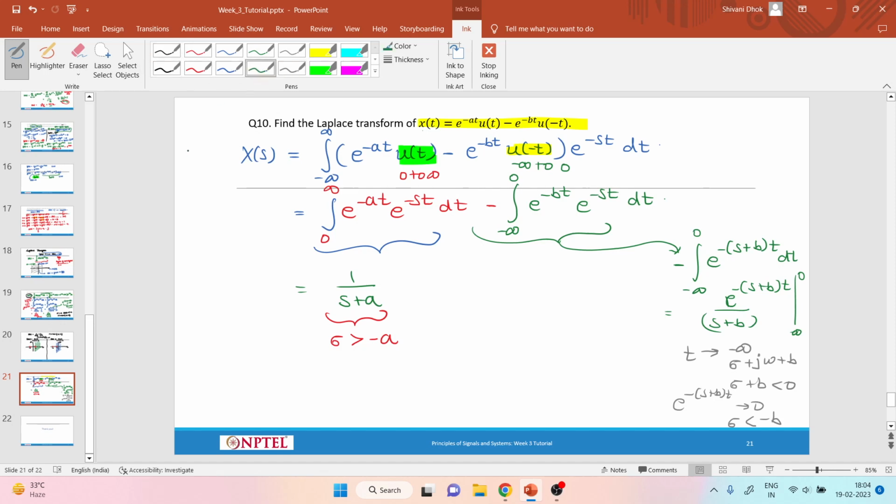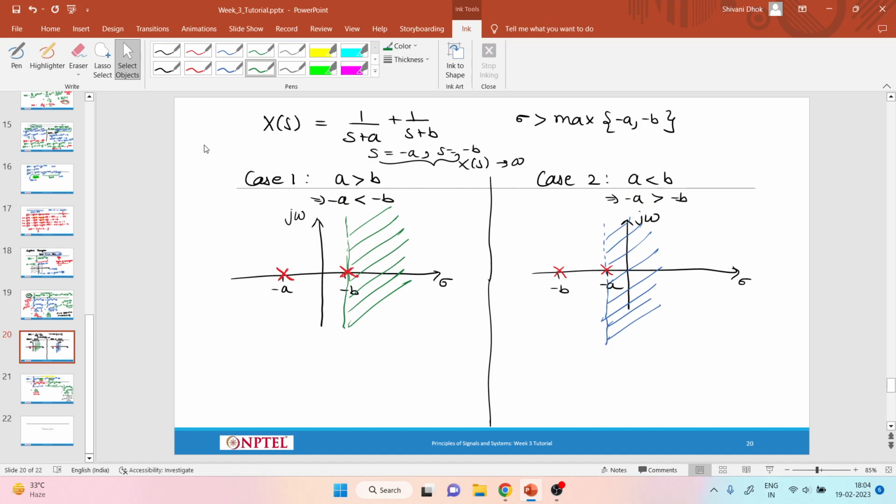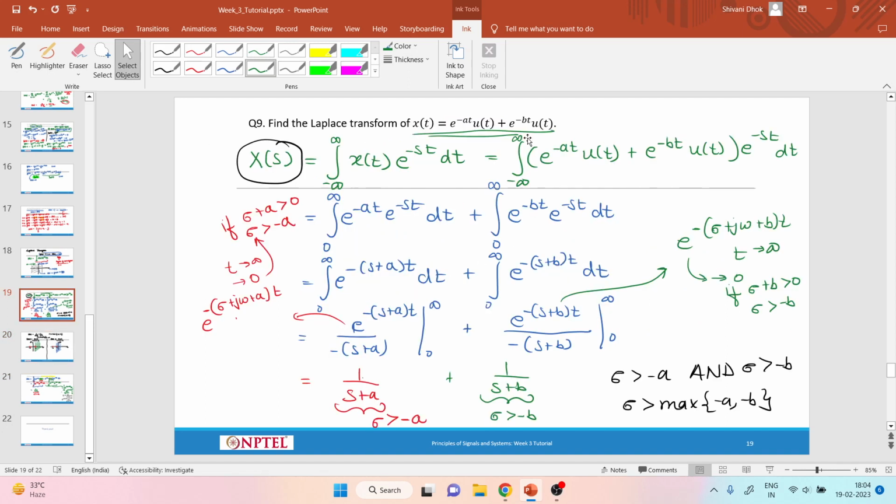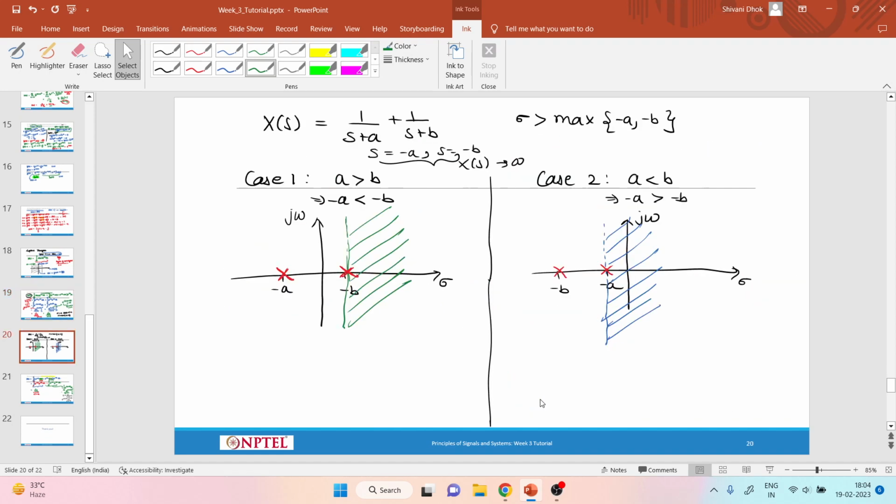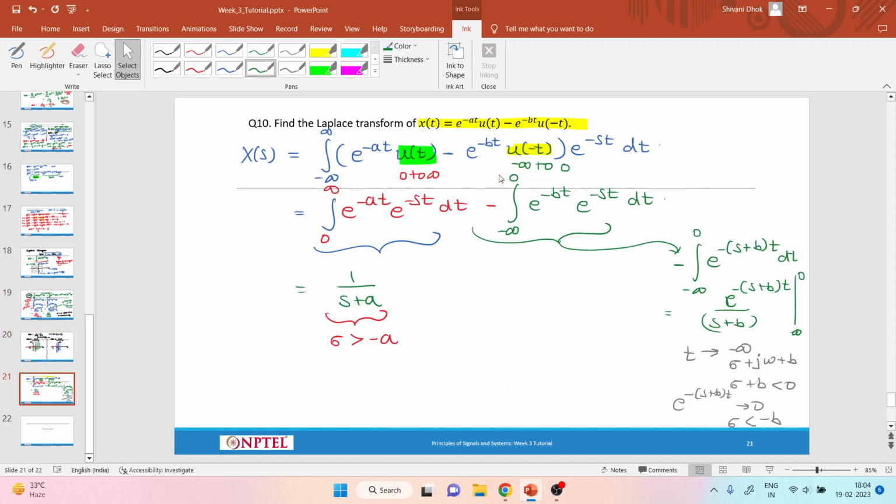Madam, in fact both are similar, right? No. Sigma less than minus b, unlike the previous one. See, there you had u of t, and your region of convergence came as sigma greater than minus b. But here it is u of minus t, ranging from minus infinity to 0. Okay, I see. So this comes out to be 1 upon s plus b, and this will exist only when sigma is less than minus b.